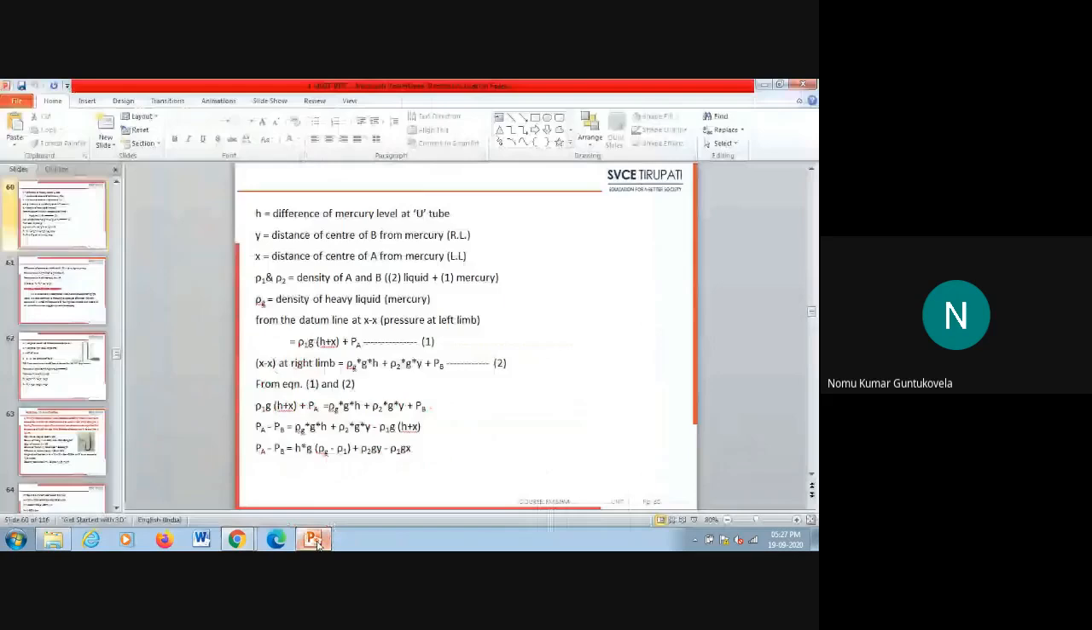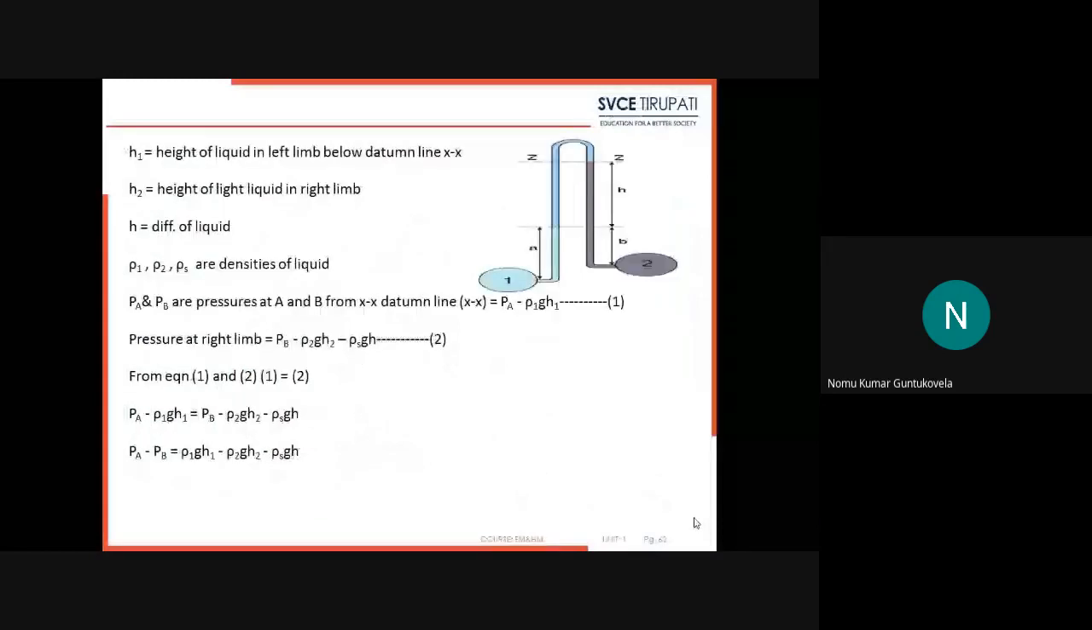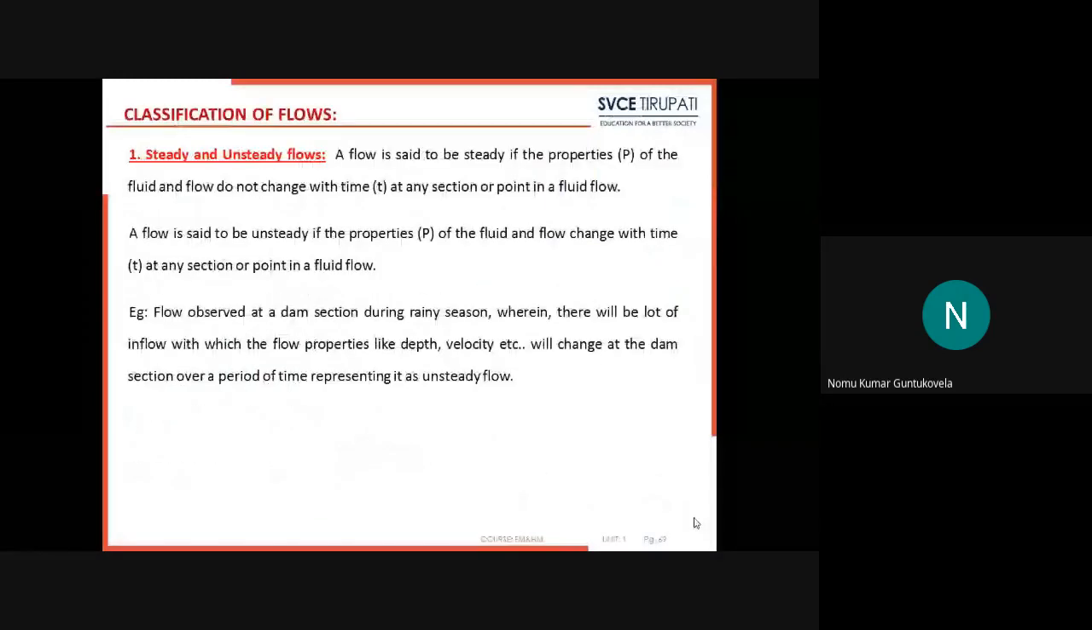Again, we need to go through the important topics, starting with manometers, and afterwards we'll discuss steady flow, unsteady flow, uniform flow, non-uniform flow, rotational, irrotational, compressible, incompressible, laminar, turbulent, one dimension, two dimension, three dimension, and the continuity equation and its uses. Then Euler's equation and its uses, then Bernoulli's equation and its uses. These are the most important topics, and based on these topics we'll get the bits.